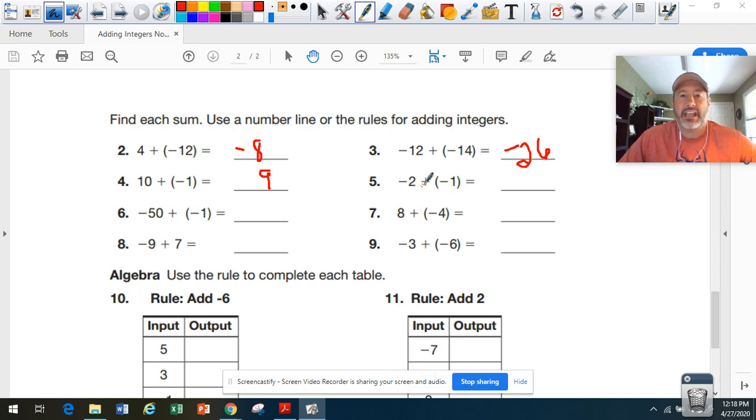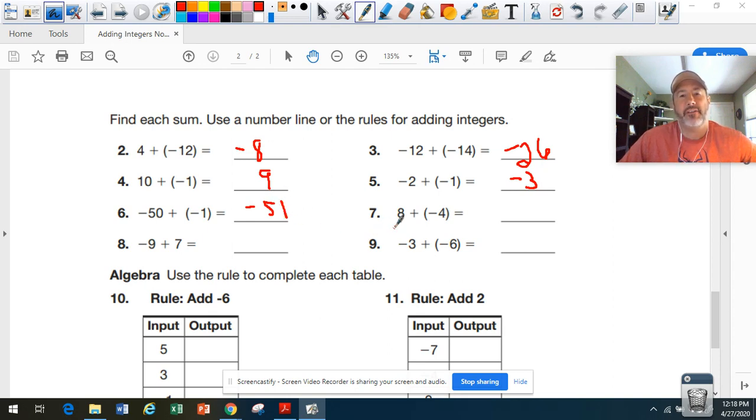Number 5, -2 plus -1. Signs are the same. Very good. So all we have to do is add these together. -2 plus -1 is going to be -3. Answer is -3 because we add them together. Keep the sign. Same thing here. -50 plus -1. Signs are the same. Since signs are the same, add them together and keep the sign. Very good. Answer here is -51. There we go. -51.